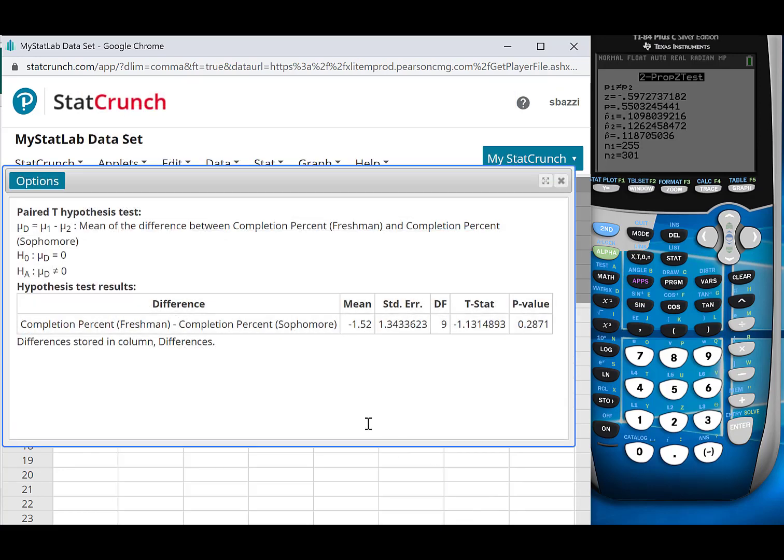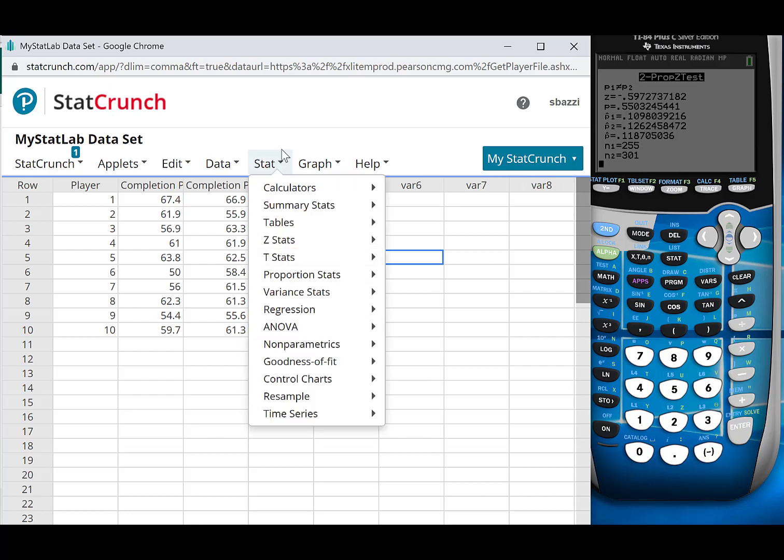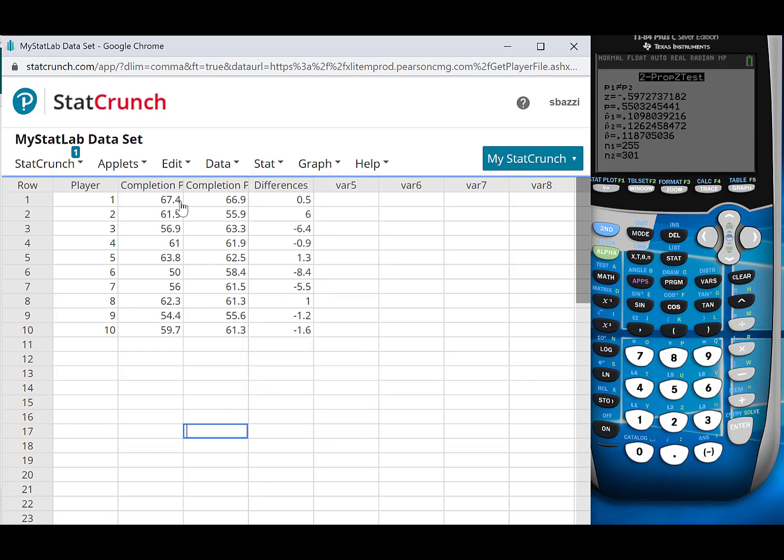Did I choose different from 0? I didn't, but it's already done by default, so different from 0, and that's what we want. Okay, the test statistic, guys, is negative 1.131 and the p-value is 0.2871. And since the p-value is more than alpha, you fail to reject H0 and you say that there is not enough evidence to support the claim. And look, these are the differences. They're done for you. 67.4 minus 66.9 is 0.5, etc.